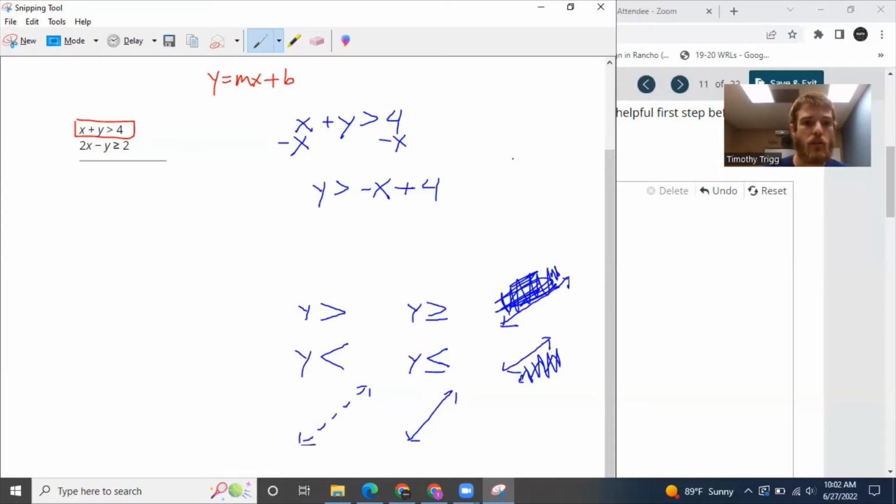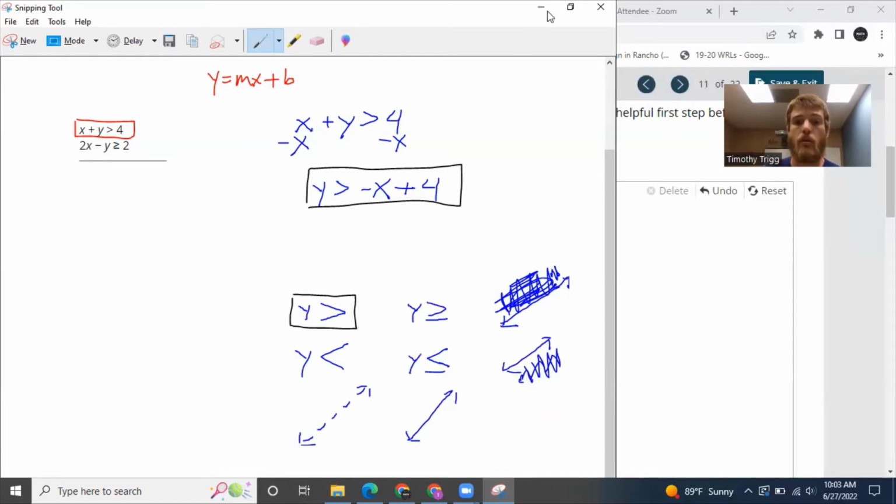But anyway, let's take a look at the inequality that we just got: y is greater than negative x plus 4. Again, our slope is -1 because it's -1x, and it has a y-intercept of +4. Now, what kind of graph are we going to have? Is it going to be a solid line or a dashed line? Since it's "y is greater than," we'll have a dashed line, and we're going to shade above the line.